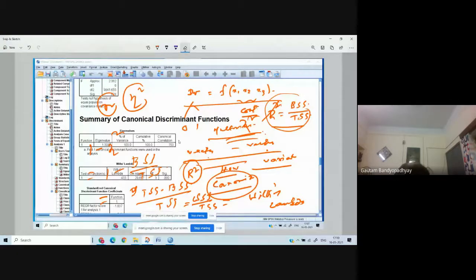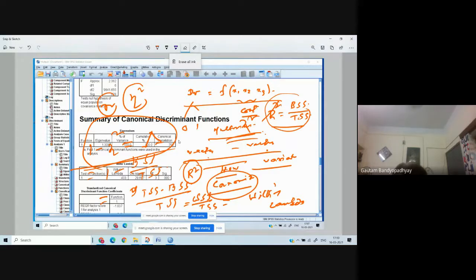So this is Wilks' lambda. If Wilks' lambda is high, that means your unexplained part is high. If Wilks' lambda is low, your unexplained part is low and the explained part is high. So this is the relation between Wilks' lambda and eta square: 1 minus eta square equals Wilks' lambda.